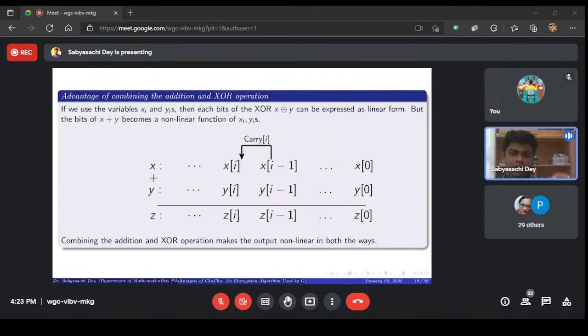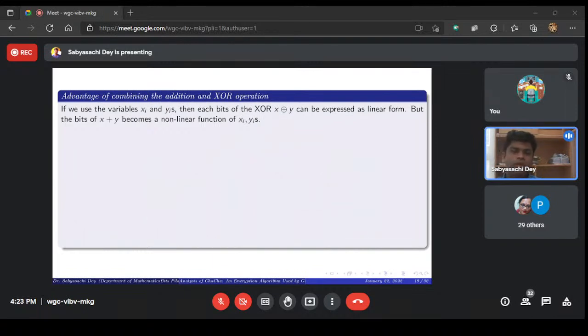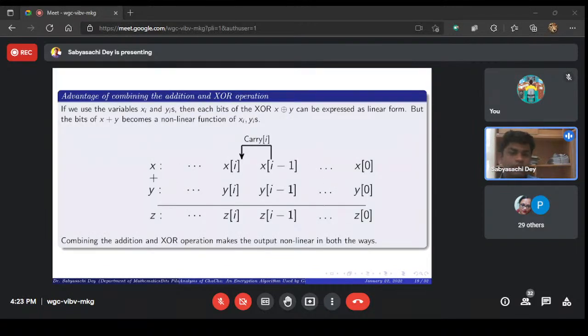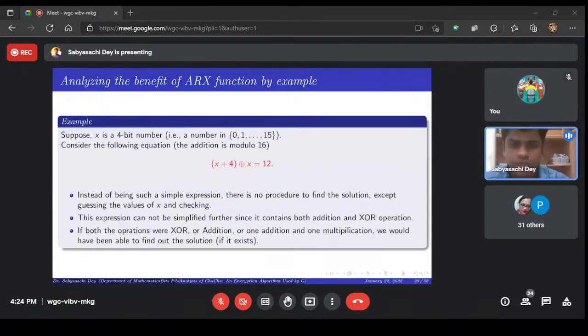So if we use these xi, yi bitwise variables, then the addition operation becomes a very complicated function. And if we use our usual x, y variables, then the XOR operation becomes a very complicated function. So whichever approach we take, one operation becomes a very complicated nonlinear function, which is difficult to deal with algebraically. This is why, if we combine these two operations, addition and XOR, then whichever approach we take, whether we take x, y and z, or these bitwise variables, xi minus 1, etc., it becomes difficult to deal with. Because whichever approach we take, one operation provides the security. I will explain it further with a simple example.